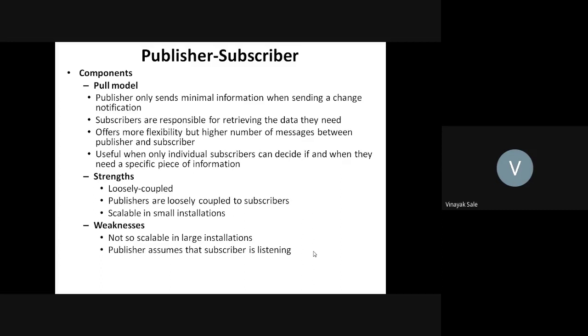Next, the pull model. The publisher only sends minimum information when sending a change notification. Subscribers are responsible for retrieving the data they need. It offers more flexibility but a higher number of messages between publisher and subscriber, useful when individual subscribers decide if and when they need a specific piece of information.